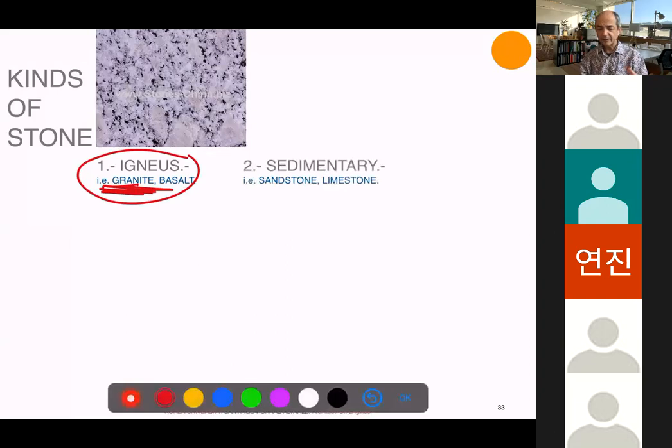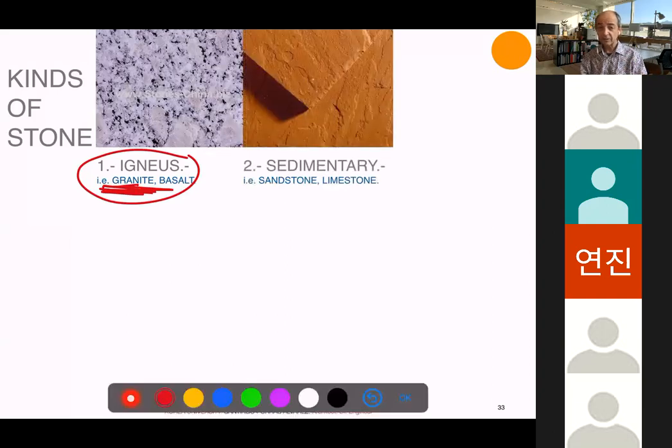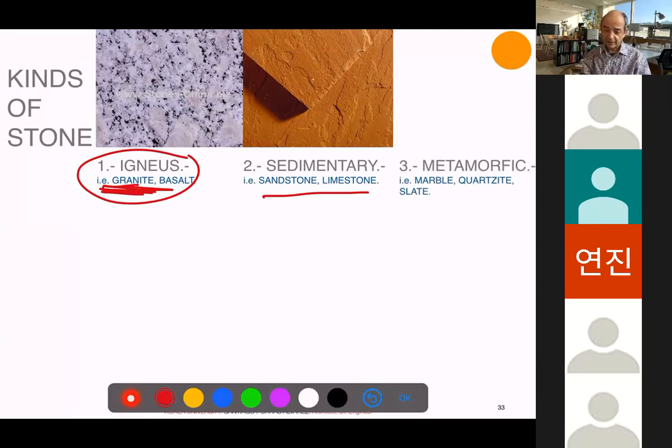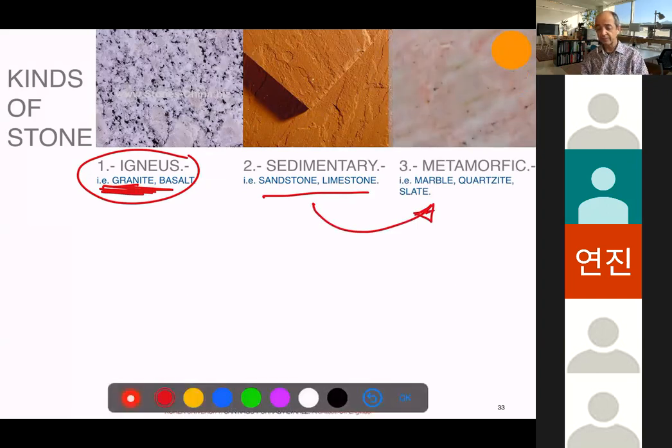Then we have sedimentary. Sandstone, limestone are the most common. There are more than those two. And it's just by sedimentation and pressure. So it's just the particles which glue together and make a stone which is less massive. And the metamorphic, which is a process of the sedimentary into a more compact stone. And then here we have the famous marble. This is maybe the most used. So quartzite is quite often used as slate and so on.